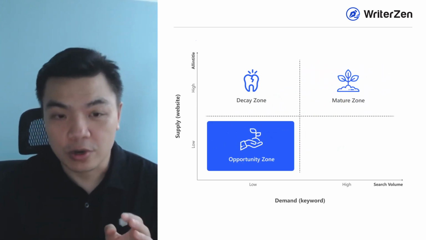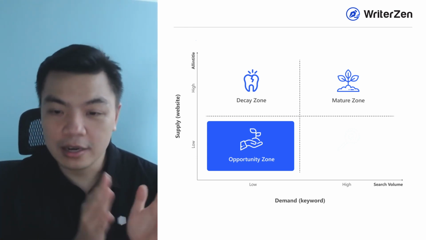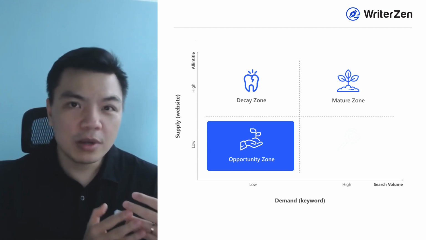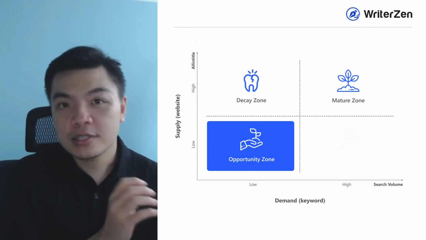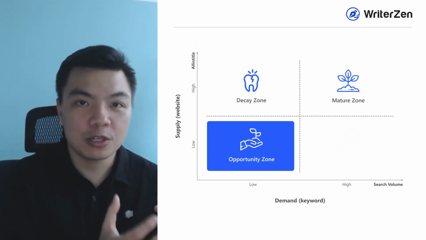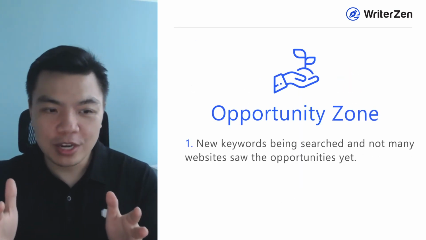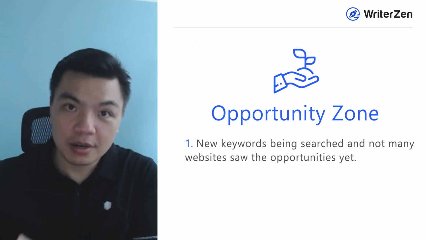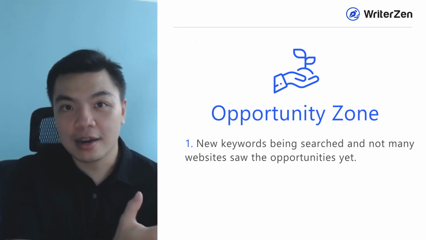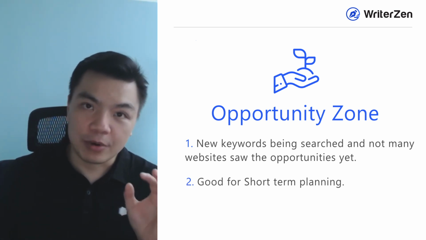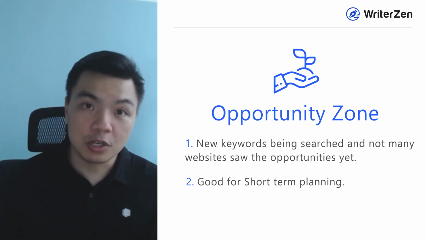Third is the opportunity zone. And opportunity zone essentially contains all of the keywords that have low allintitle and low search volume. So they're usually keywords that are newly discovered by Google, right? Quick fact, by 2017, 15% of new searches every day are actually new keywords, right? And so these are the keywords which people just start to search on, and there's only very few websites that know about this keyword and start targeting them. You have a very high chance of ranking on this keyword, but you don't expect to get a lot of search volume coming in from them.